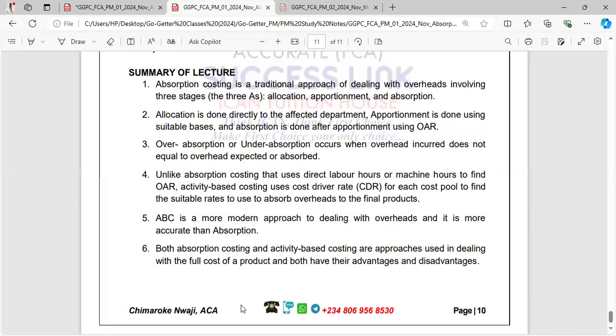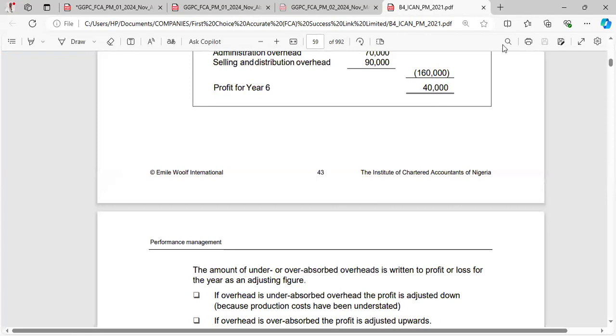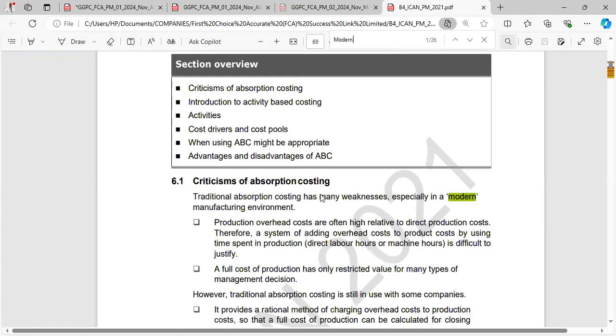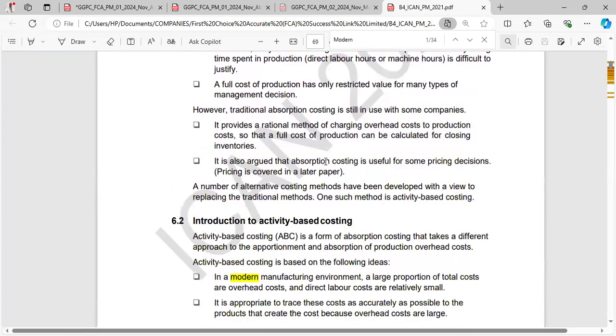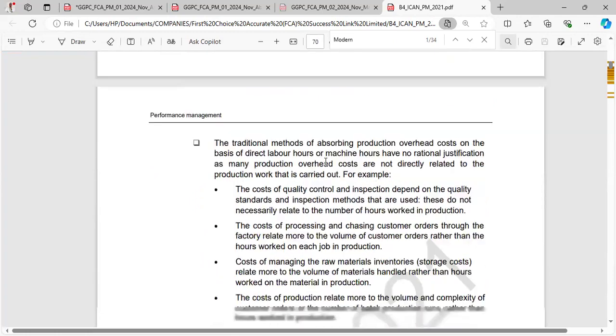So some of the assignments I'm going to be giving to you is going to come from the ICAN study pack. Let me check if I can get some of these things here, which I can send as part of what we are going to use as assignment here. This is the ICAN study pack. Let me go and search for modern techniques. Okay, now we have one of them here, activity-based costing.